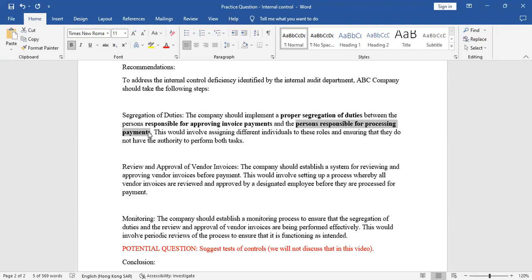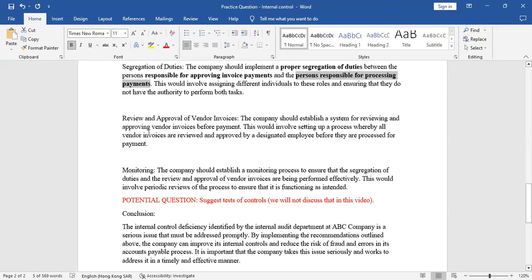This would involve assigning different individuals to these roles and ensuring that they do not have the authority to perform both tasks, right? So this is how you identify how to do segregation of duties more specifically, and you will be awarded points accordingly.